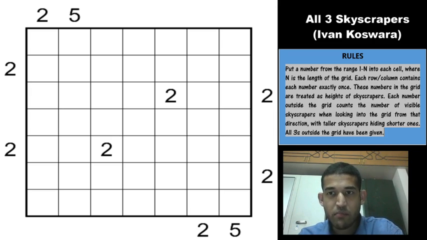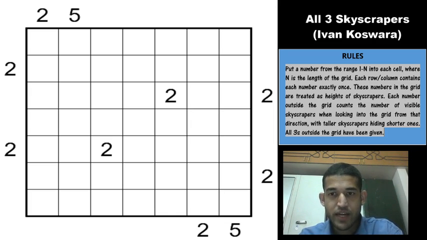You have to place a number from 1 to n. In this case, the grid is of size 7, so you have to place numbers from 1 to 7 in each row and each column, exactly once. These numbers are treated as heights of skyscrapers. So if you have a 2 clue outside, this means that when you look from this direction, imagine there is a viewer from this direction, he will be able to see exactly 2 buildings. Each digit is considered as a building of the corresponding height. So if you have a 1 for example here, then you must have a 7 here, so that if you look from this direction, you will see exactly 2 buildings. So that's what the outside clues denote.